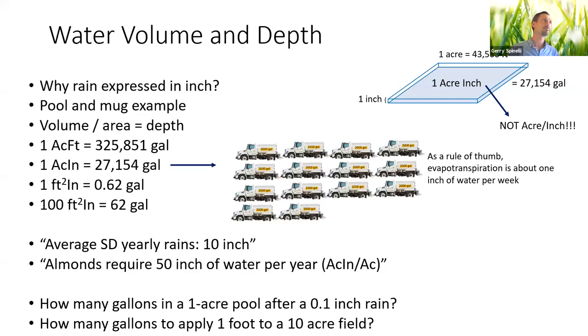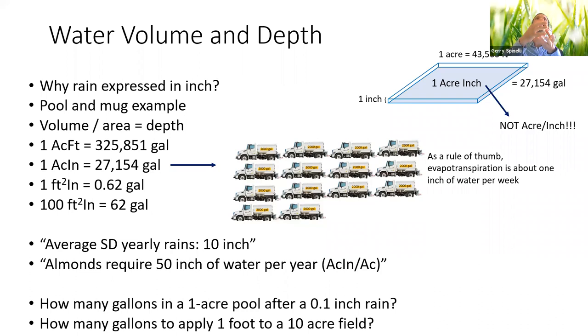So first thing I want to talk about is water volume and depth. When I was a kid, I used to listen to the weather news, and I used to hear this person saying, we're going to get 1 inch of rain overnight. And I was there scratching my head and saying, how is it possible? How can you measure rain in inches, right?